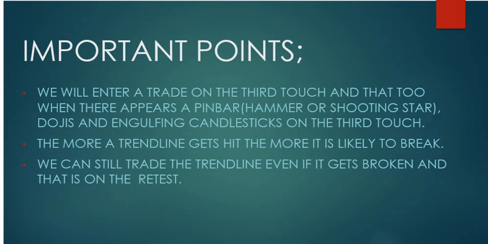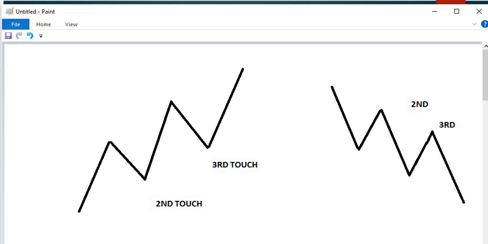And the last one is we can still trade the trend line even if it gets broken, and that is on the retest. First I will show you the illustration and then I will take you to the charts to show you how to draw it and how to trade it properly. So this is the simple illustration. Let me show you.